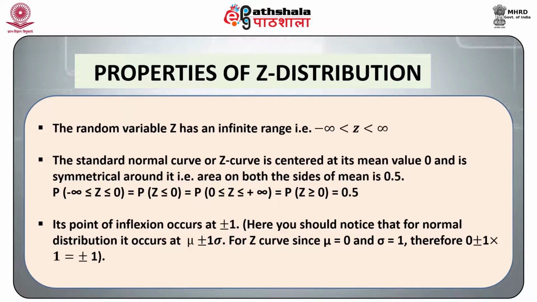The probability of Z, which ranges from minus infinity to 0, is equal to probability of Z which ranges from 0 to infinity, which is equal to 0.5. Its point of inflection occurs at plus minus 1. Here you should notice that for normal distribution it occurs at mu plus minus 1 sigma. For Z curve, mu is equal to 0 and sigma is equal to 1. Therefore, 0 plus minus 1 into 1 is equal to plus minus 1.